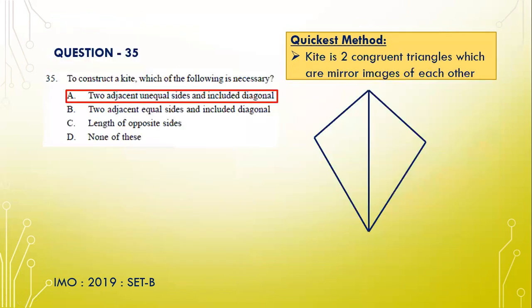Okay, to construct a kite, which of the following is necessary? Okay, so what is a kite? A kite is two congruent triangles of unequal sides. So this and this side should be unequal, which are mirror images, isn't it? So this triangle and this triangle are exactly mirror images of each other. So two adjacent unequal sides by an included diagonal. If you are given two adjacent unequal sides and the included diagonal, you can construct this triangle, and the other triangle is the exact mirror image of this. So it will form a kite.